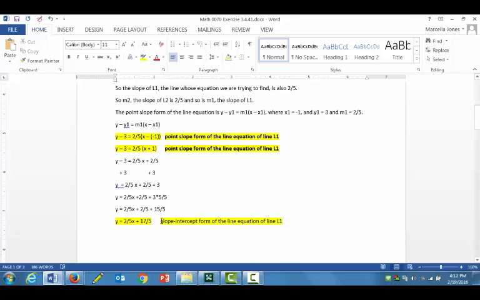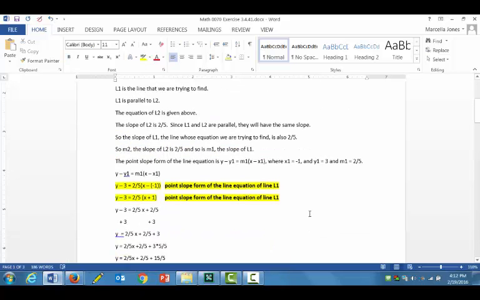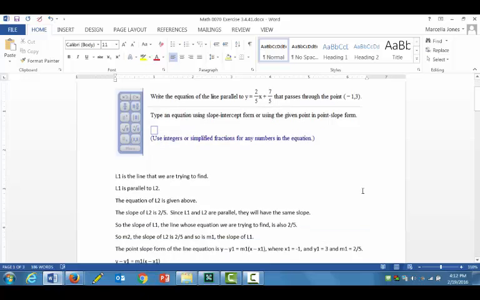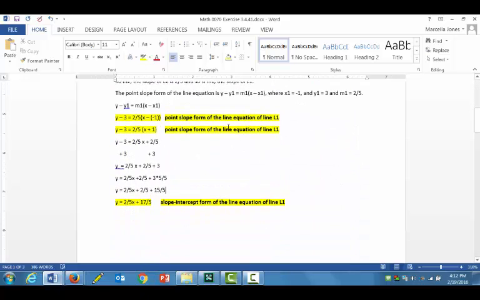Let's look back at the instructions. Notice the instructions say type an equation using slope-intercept form or using the given point in point-slope form. So based on that, we could have entered any of these three equations as the answer to this problem. I hope that helps.